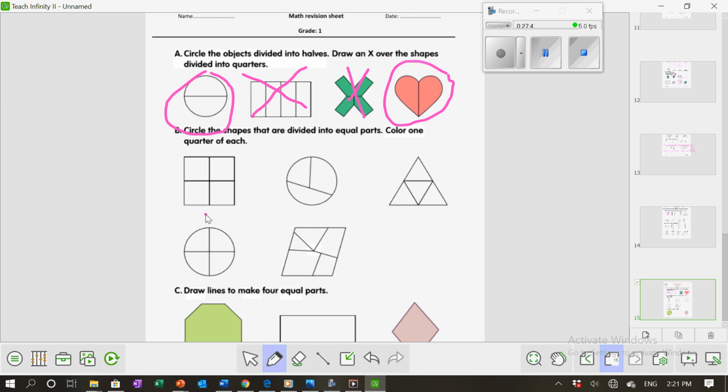Do I have four equal parts here? Yes, excellent. So I color one of them. Here, no. Here, yes. I have four equal triangles. I color one. Here, perfect. Yes.